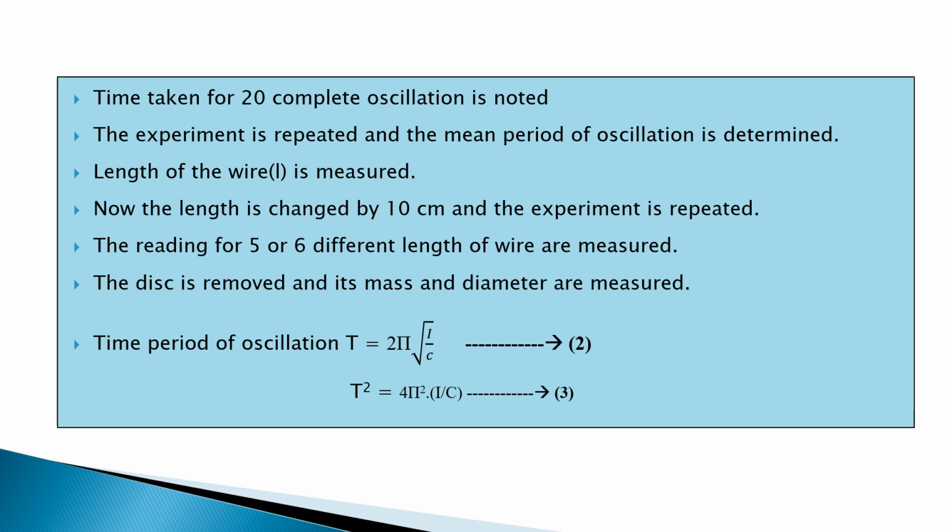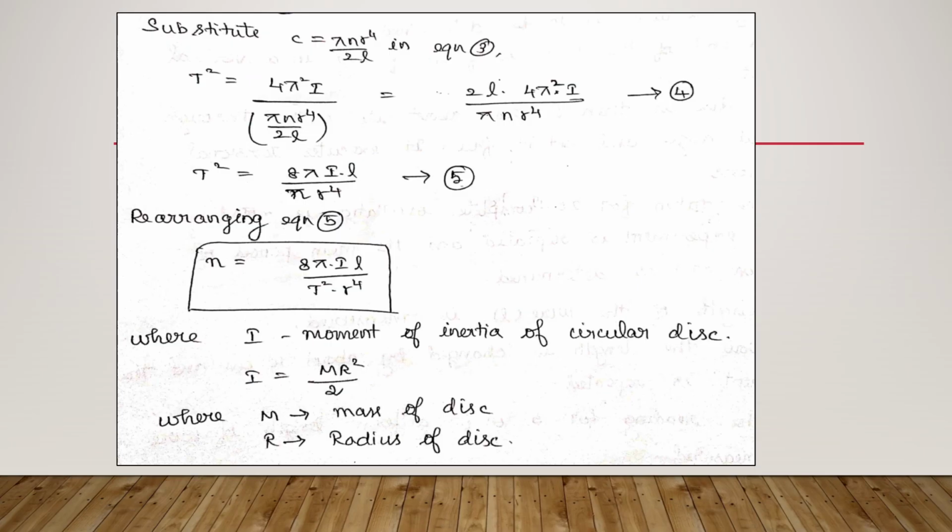Okay. So we know the formula, time period of oscillation T is equal to 2 pi root of I by C. I am squaring the equation on both the sides. So T square is equal to 4 pi square into I by C. I know the value of twisting couple C, which we have derived in our previous video. You can kindly check it. C is equal to pi n r power 4 by 2L.